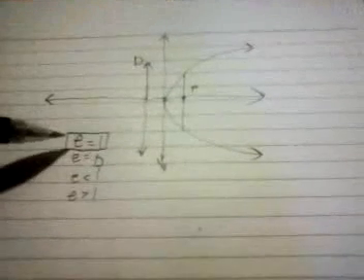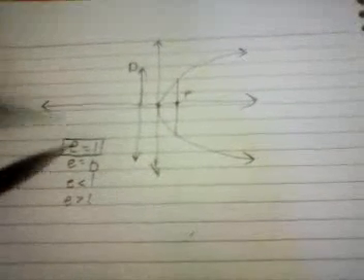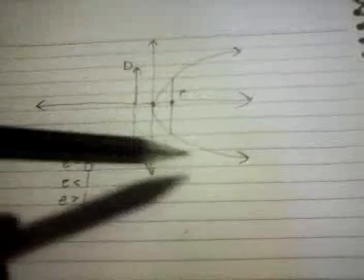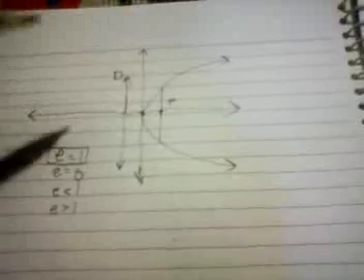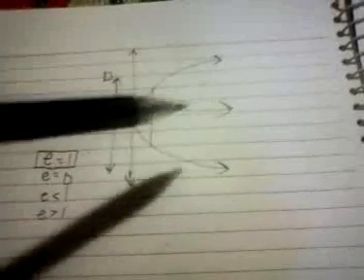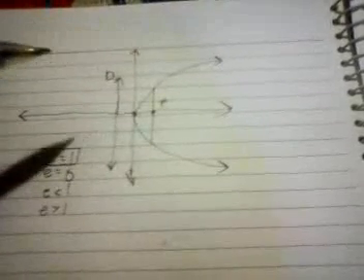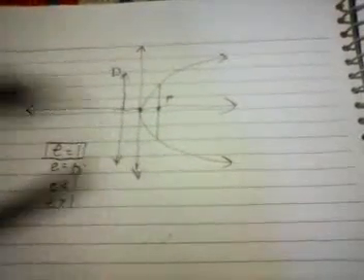If you can see this box, eccentricity is equal to 1. This is how much the curve deviates from being circular. So in this case, if e is equal to 1, then we say it is a parabola.